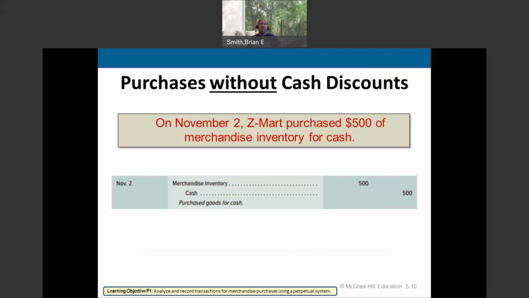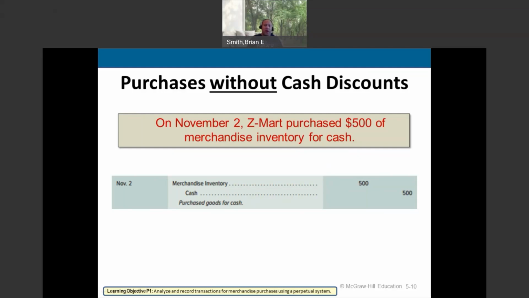But the bottom line is that when you purchase inventory, you're going to buy that inventory for whatever it cost you. If it cost you $500, you can say $500 for inventory, $500 for cash, boom, you're done. Debit the inventory, credit the cash.